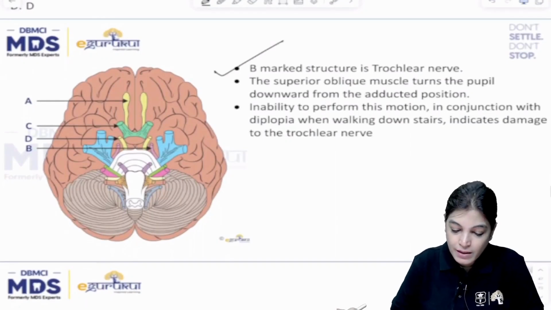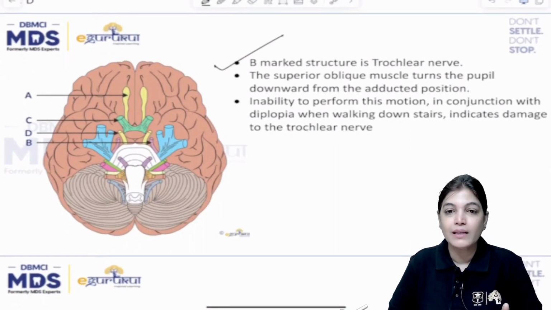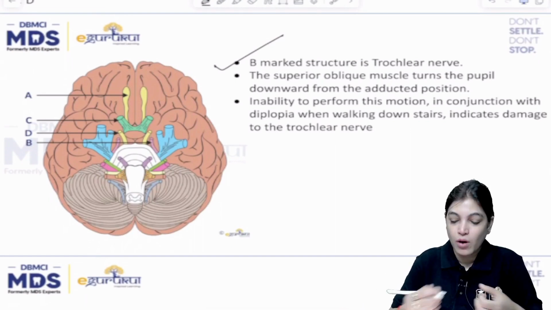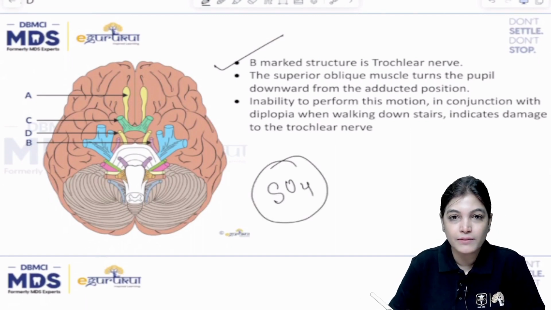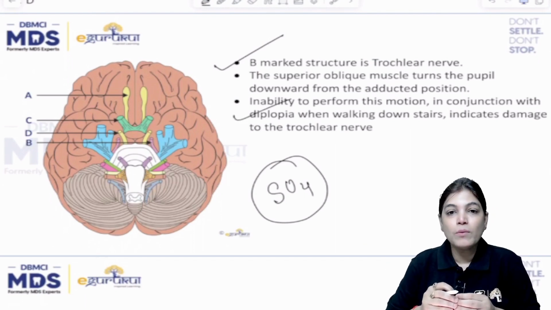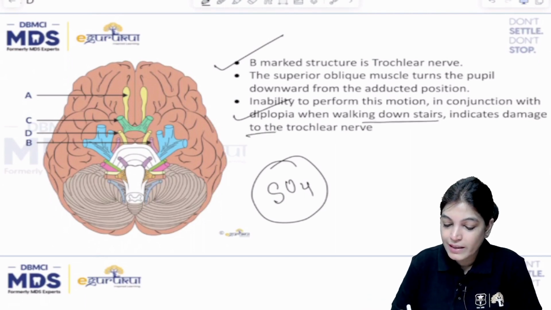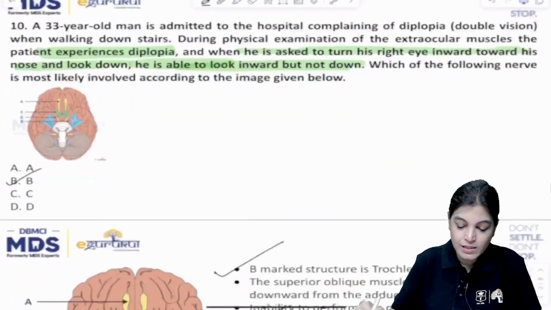So the marked B nerve is the trochlear nerve which is affected in this case, and the action of the extraocular muscles which is affected is the action of the superior oblique muscle. We know that SO4, superior oblique muscle, is getting innervation from trochlear nerve. So that is the reason the pupil is not directed downward from the adducted position. The patient is unable to perform the motion, and also the patient will have diplopia. Diplopia while walking downstairs indicates damage to trochlear nerve. So definitely B is the right answer, which is the trochlear nerve.